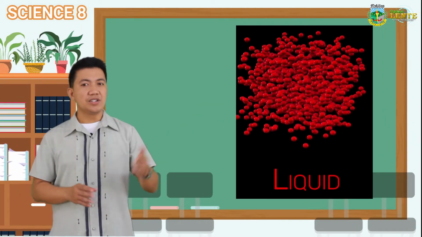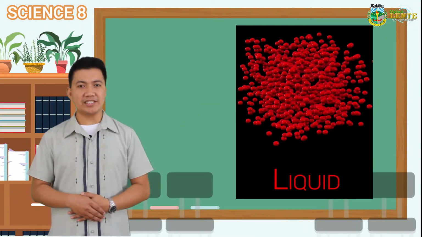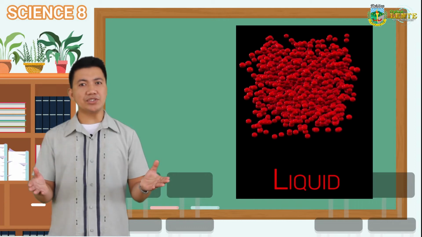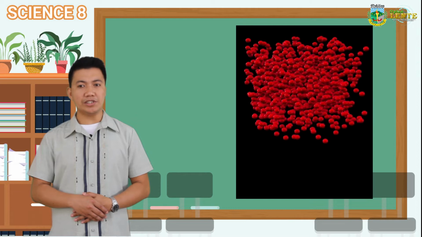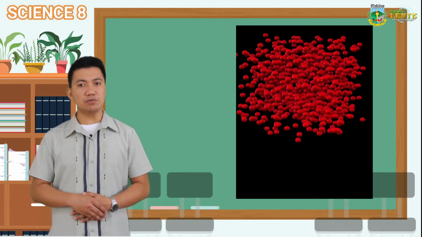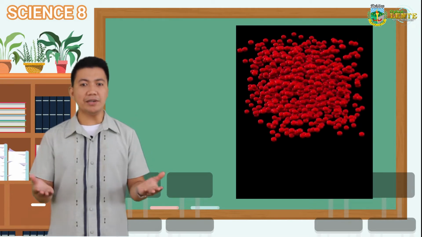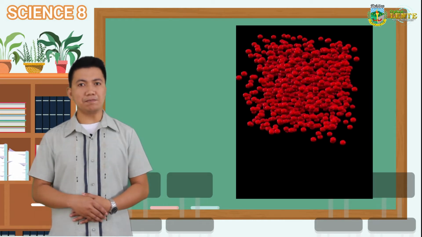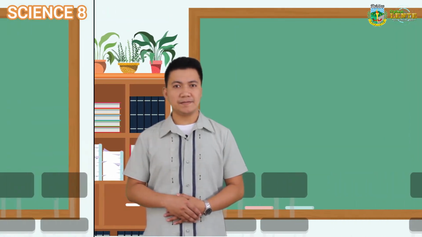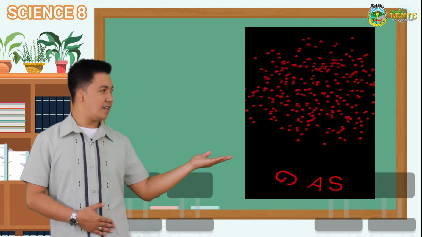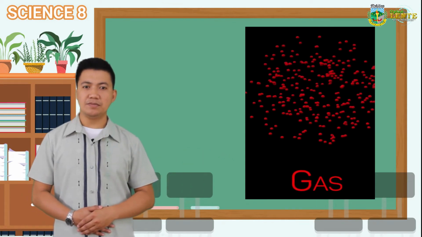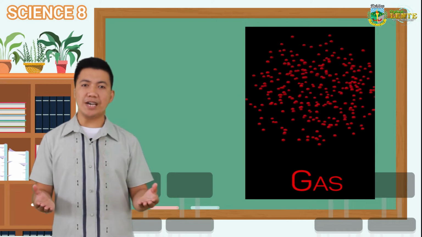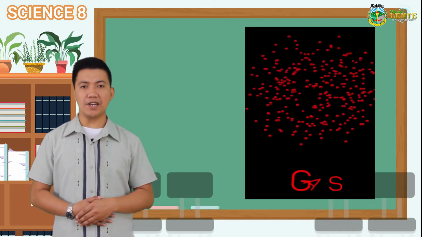Liquid. No definite shape and size. The particles are arranged in a disorderly manner, and the bonds between them are weaker, which tends liquid particles to move freely, allowing them to take up the shape of their container. Gas has no definite shape, size, and volume. The particles are spread out and take up the space that is available.